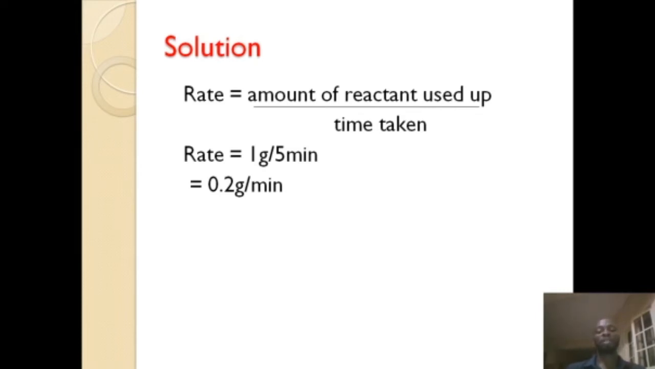I'm not supposed to say it to you again. At this level, I believe your mathematics teacher has done justice to that. Okay, so 1 over 5 is equal to 0.2 gram per minute. Therefore, what it means is that for every 1 minute, 0.2 grams was converted to what? CO2.